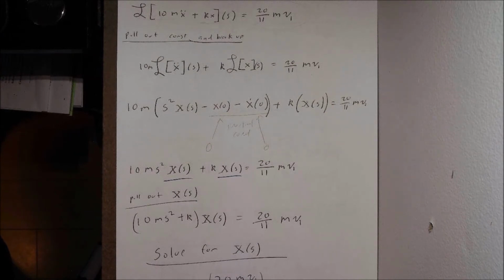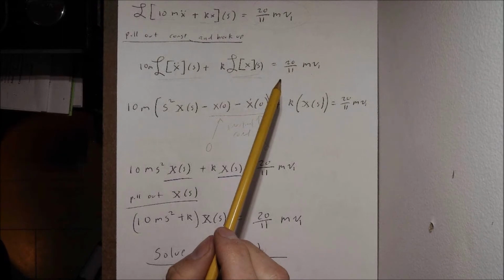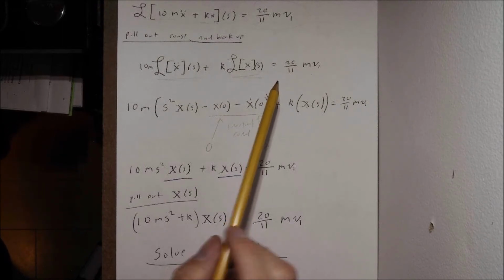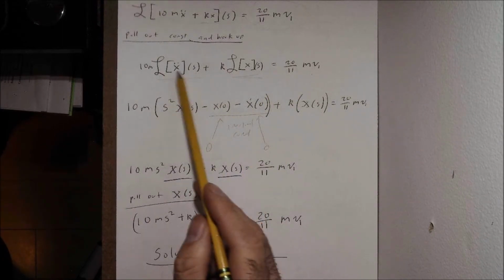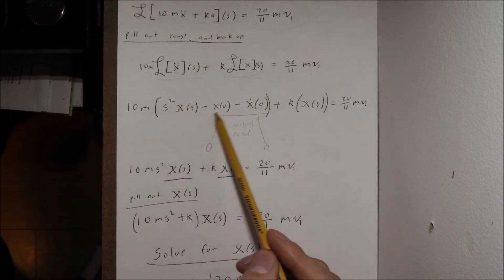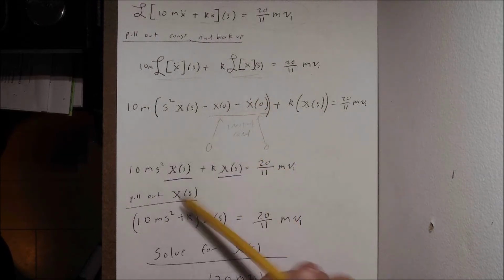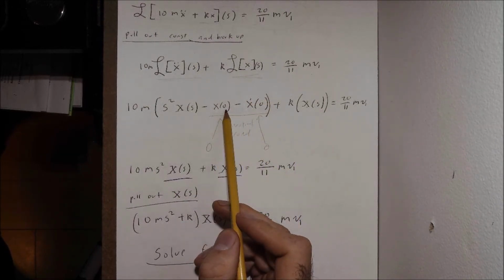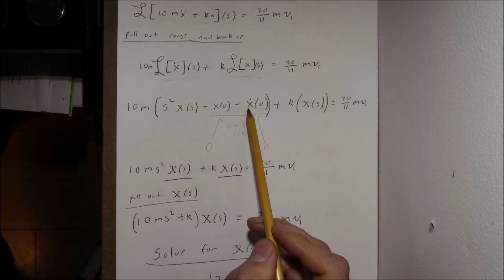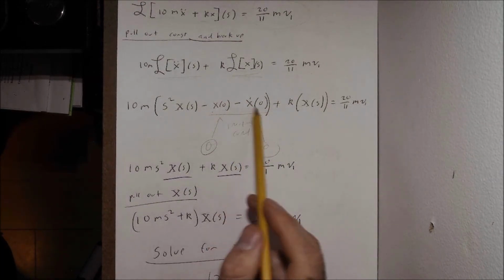Now we can reference back to the previous page or our table. We have solutions for both of these in general terms, so we can write that out. We know the solution for this one is s squared capital X of s minus our initial conditions x naught and x dot naught. So the initial condition when time is equal to 0 for x, and the initial condition when time is equal to 0 for x dot. Plug those values in. Well, those are both zeros, given to us in the problem statement.